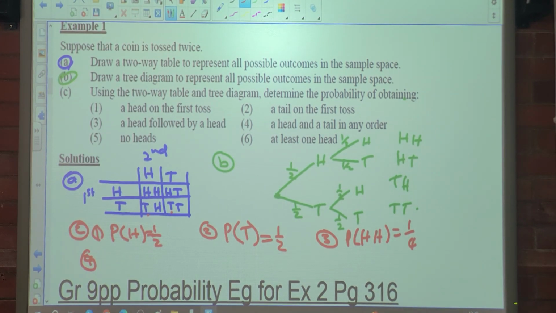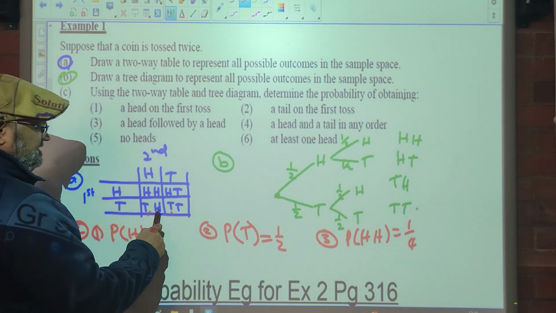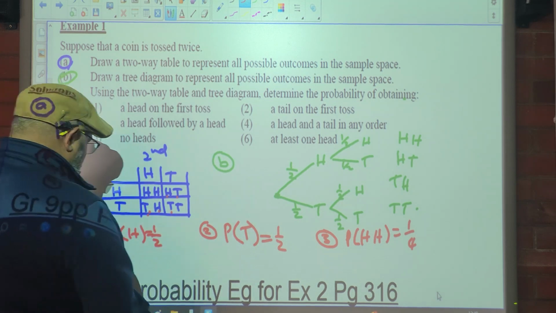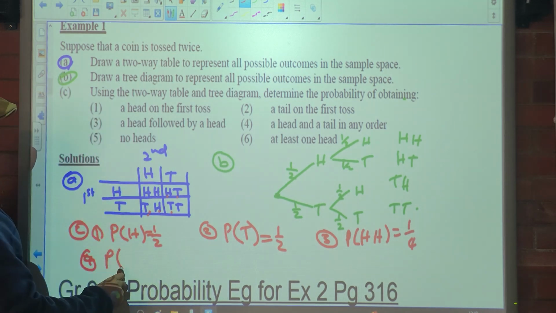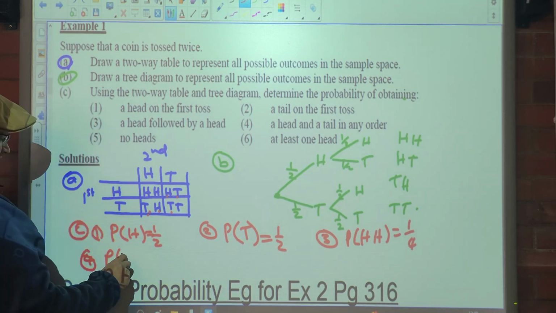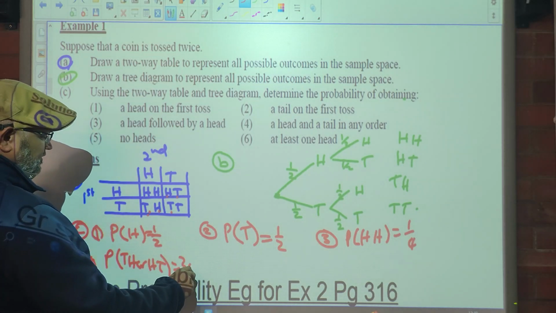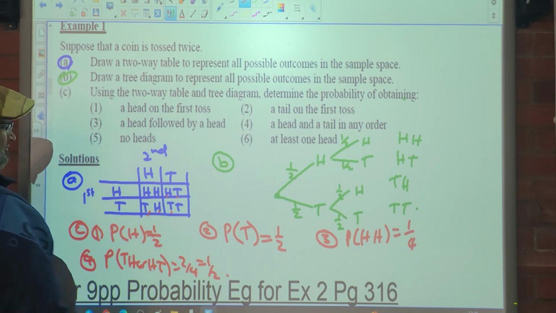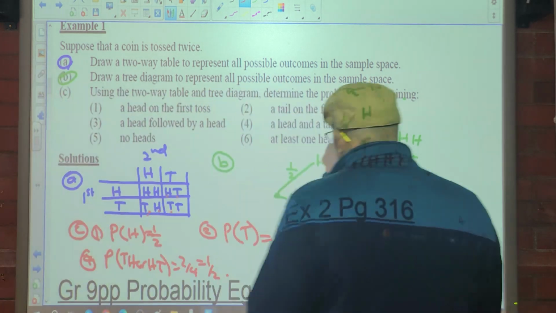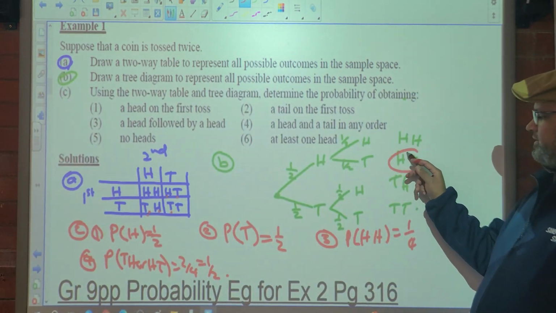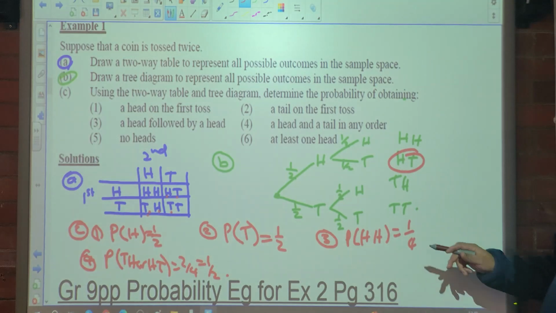So how do we do that one? So you can be tails, heads, or heads, tails. Not so? The probability is going to be tails, heads, or heads, tails. So it will be 2 out of 4. Let's use then the tree diagram. So it's going to be heads, tails, or tails, heads.